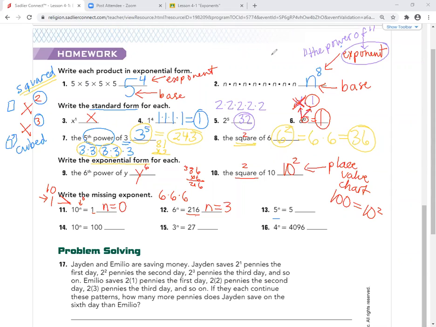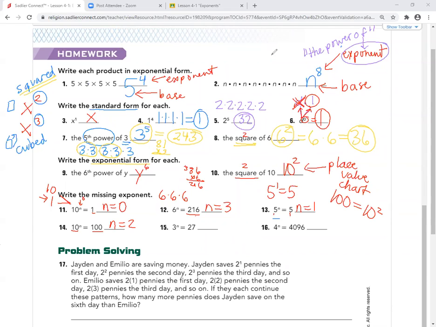Okay, let's try it again. How many copies of 5 would you need to get to 5? Just 1, right? So in this case, the exponent would be 1. 5 to the first power equals 5. I have 1 copy of 5. What's the result? 5. How many copies of 10 would I need to get to 100? 2, right? 10 times 10. So n has got to be equal to 2 in this case.